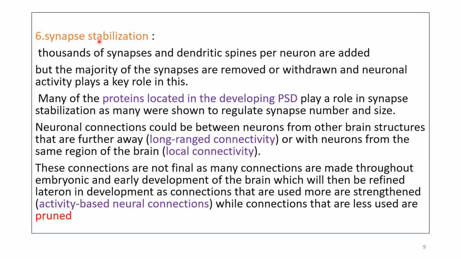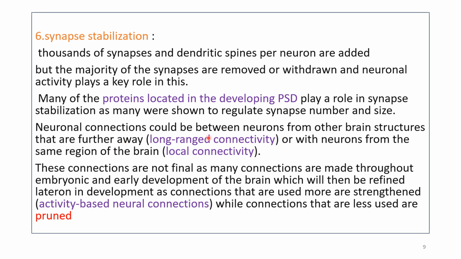Then comes synapse stabilization. Thousands of synapses and dendritic spines are formed per neuron. They are added, but the majority of the synapses are removed or withdrawn, and neuronal activity plays a key role in this. Many of the proteins located in the developing PSD, that is postsynaptic density, play a role in synapse stabilization, as many were shown to regulate the synapse number and size.